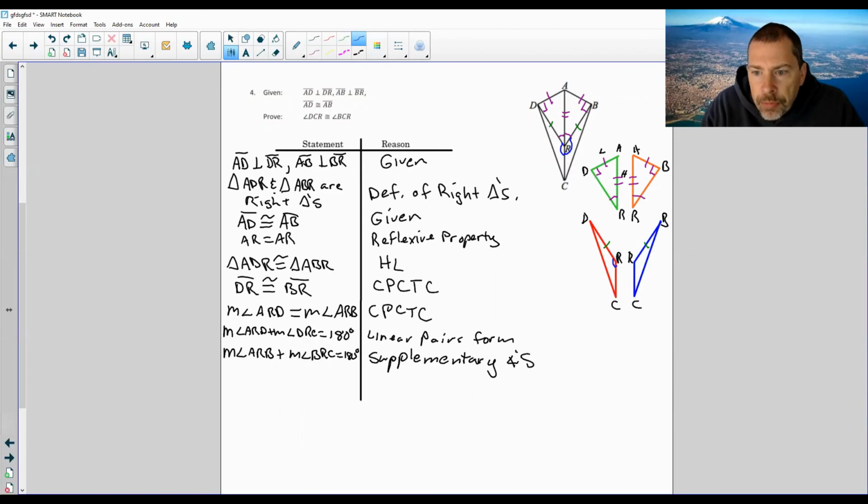Okay, so what we're leading into here is this angle here is equal to this angle here because, so that'll be in here. That's what we're leading up to. And why is that? Well, once we say these two add up to 180, now we can say this is equal to this. So I'm going to say the measure of angle ARD plus the measure of angle DRC equals the measure of angle ARB plus the measure of angle BRC. And that is transitive property or substitution, okay? Let's say transitive.